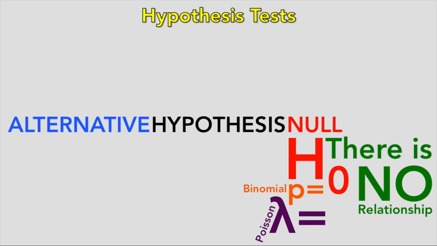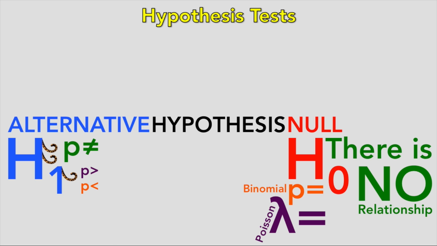Then you pick your alternative hypothesis, or H1. It can be one-tailed or two-tailed. One-tailed if you state which direction the significance will be, so p will be more than or less than. Or two-tailed if you don't know, and it could be either.